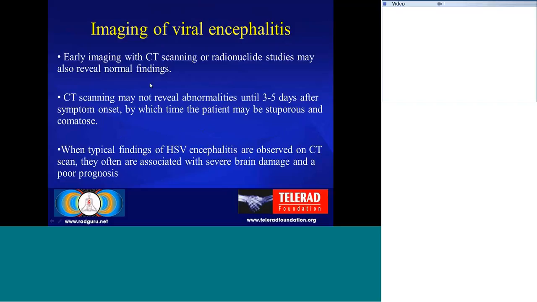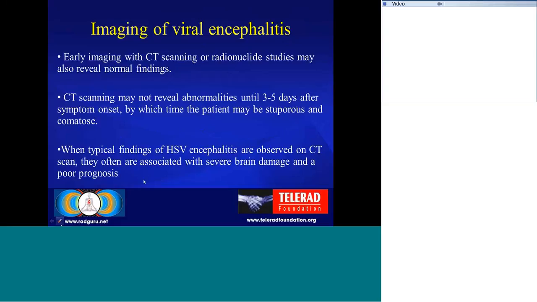So CT and radionuclide studies, usually in the early course of the disease, may be normal, and CT scan may reveal abnormalities only 3 to 5 days after symptom onset. By that time the patient will be in a coma state or will be in a high morbidity status.